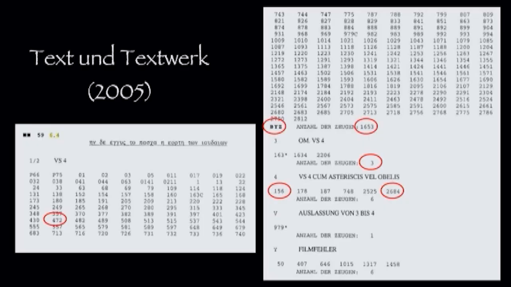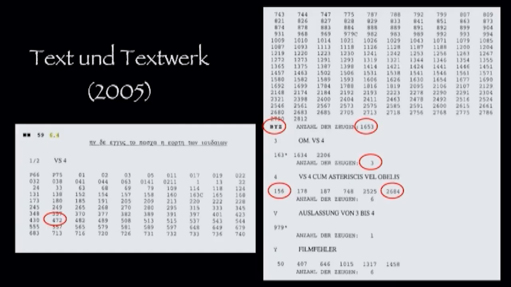Now, let's put that in context. Let's be totally upfront here. According to Text und Textwert, there are 1,653 manuscripts that do have John 6:4. And that includes some of the most important manuscripts of the New Testament: P66, P75, Vaticanus, Sinaiticus, etc., Bezae.